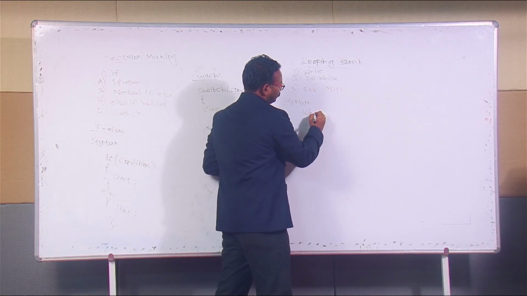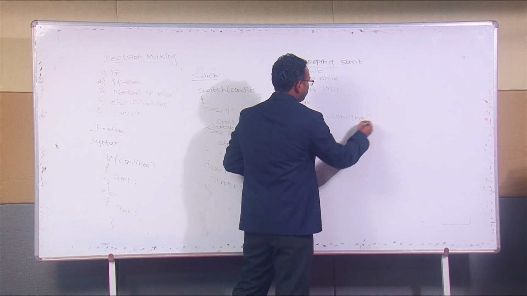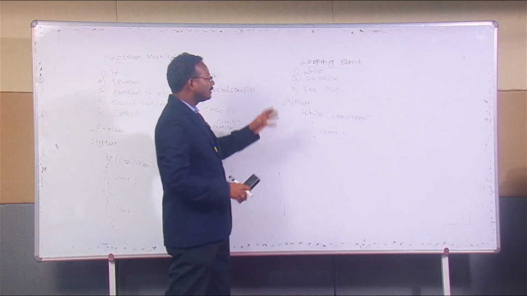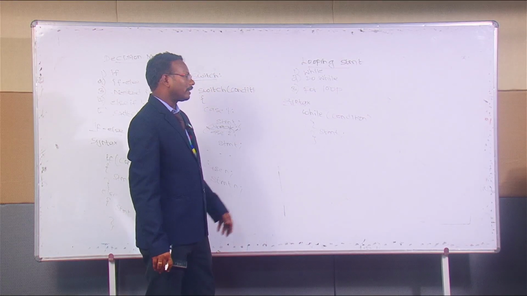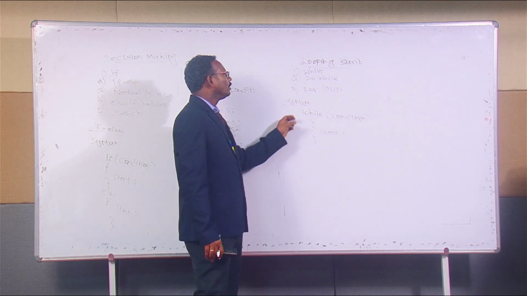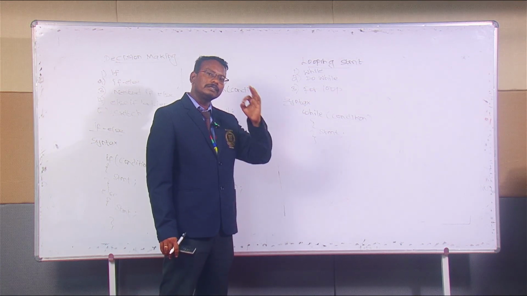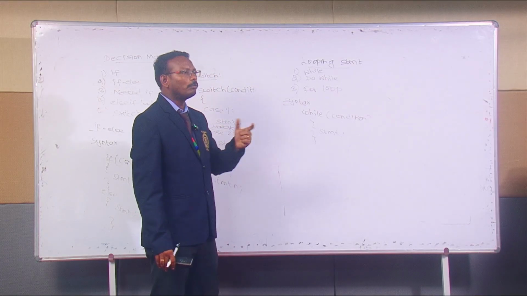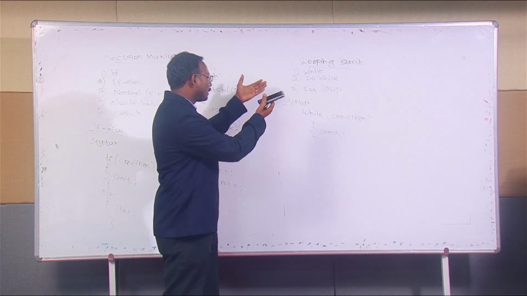In while, the condition is checked before entering the loop. For example, while entering a cinema theater, a cinema ticket is necessary, so that is a condition. Before entering the loop, if the condition is satisfied, only then will it execute the loop.